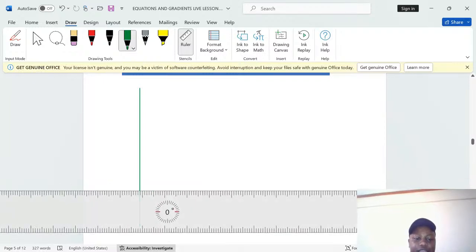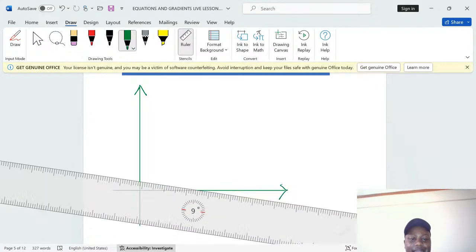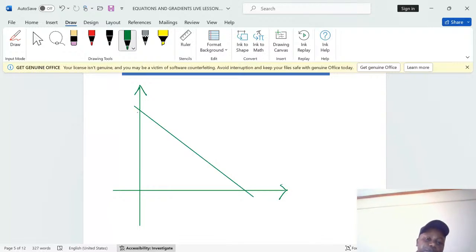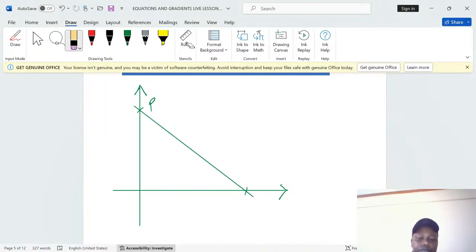Let's say, for example, we have a line here. This is our y-axis, x-axis. Then we have a straight line intersecting with the y-axis at some point. Let's say this is P. With the x-axis at some point, let's call it point Q.